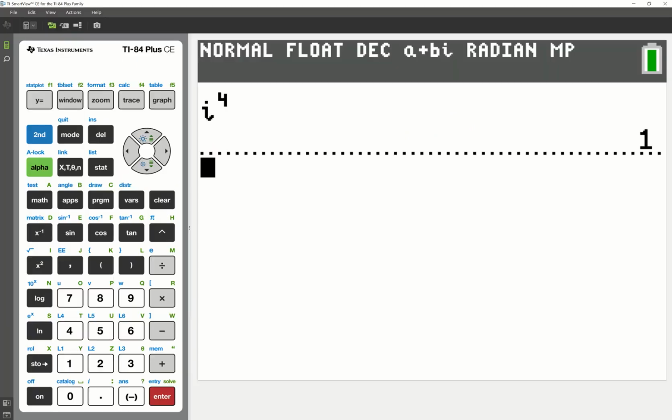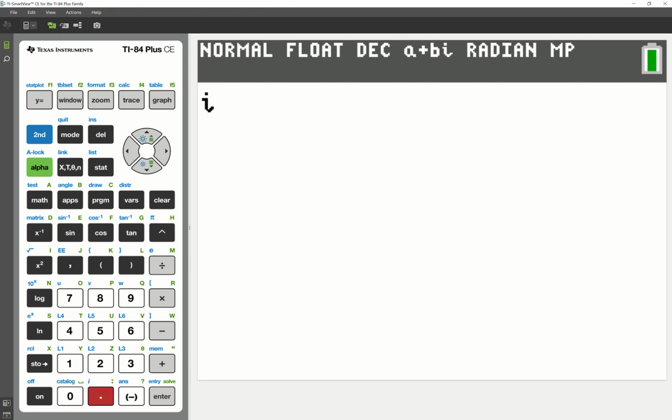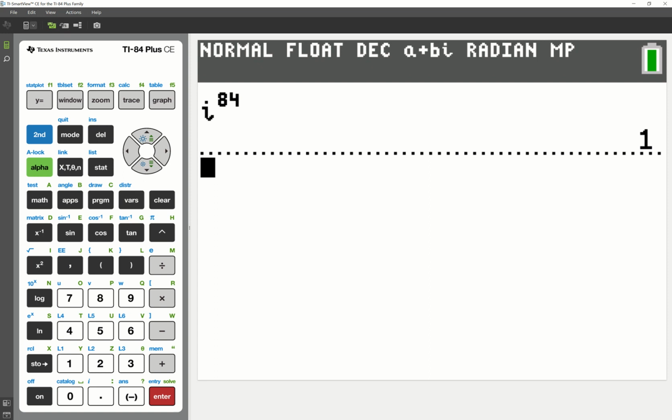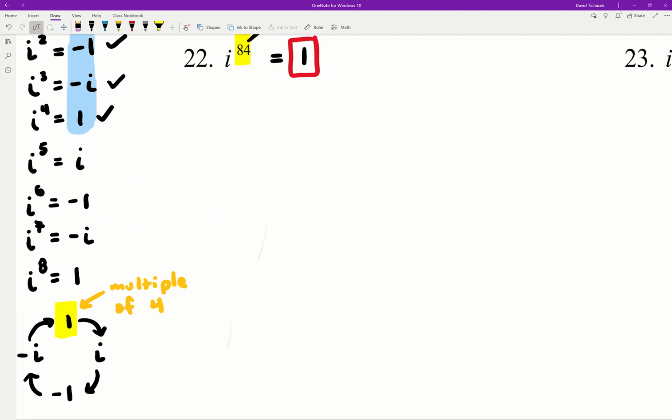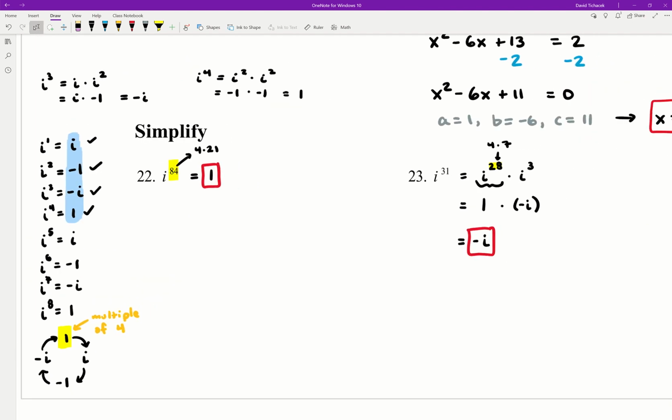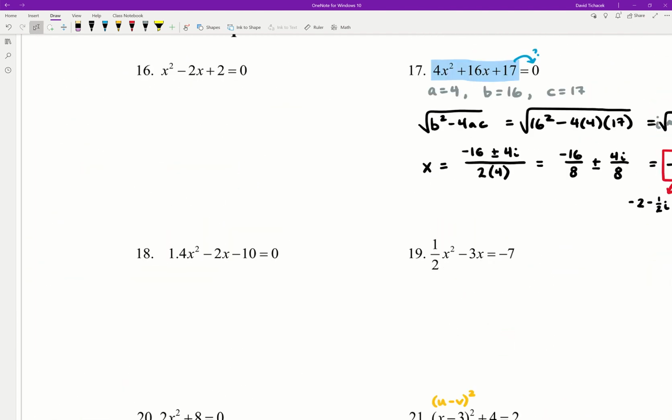And again, remember also that you could be checking these in the calculator. If you were to go ahead and press in i to the power of 84, it would give you 1. And if you press in i to the power of 31, it's going to give you -i, okay? So, again, use that calculator to check your results when you have complex numbers. Just make sure that you are in that complex number mode, and you're going to be good to go.